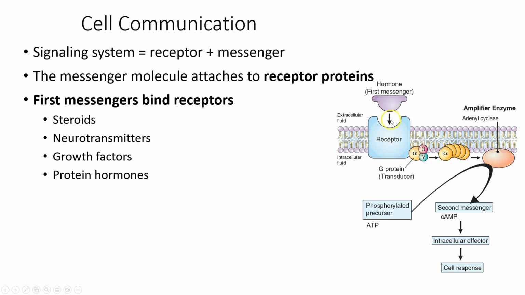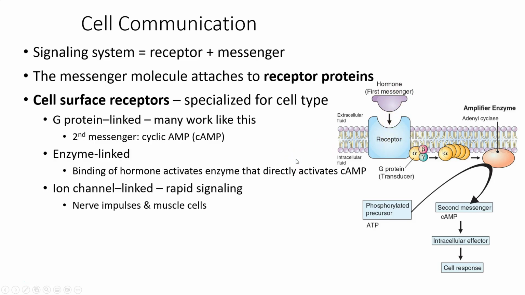So our ligands, like a hormone, are what we call our first messenger. These can include things like steroids, neurotransmitters, growth factors, protein hormones, different molecules that are going to signal the cell to do something. This ligand, this first messenger, will bind to a receptor, which are specialized for our cell type. We have different types of cell surface receptors, such as a G protein linked receptor, an enzyme linked receptor, or we could have an ion channel linked receptor.